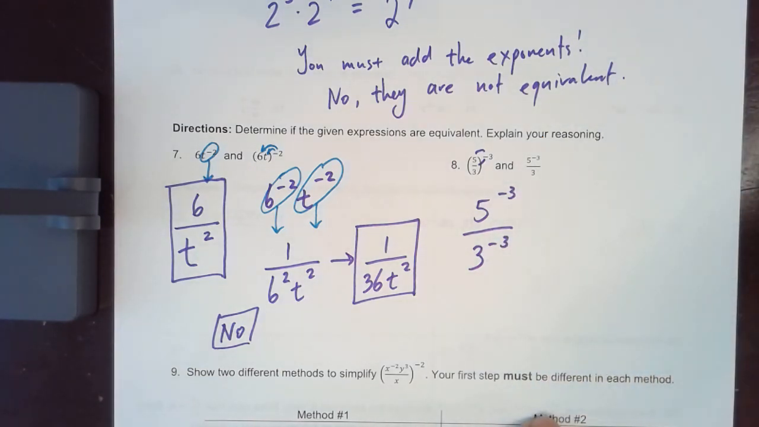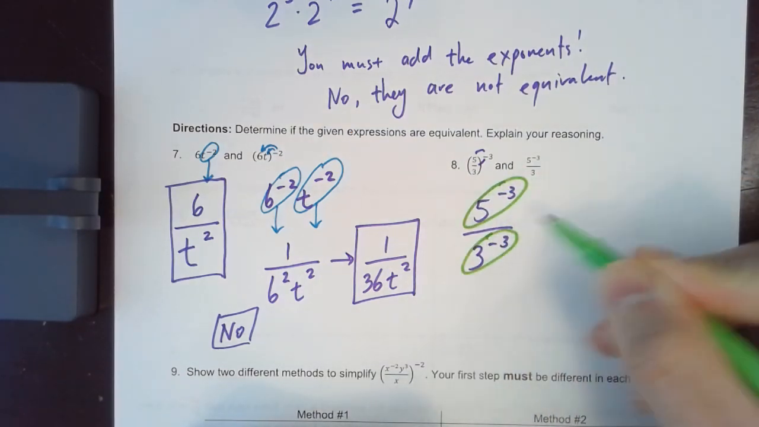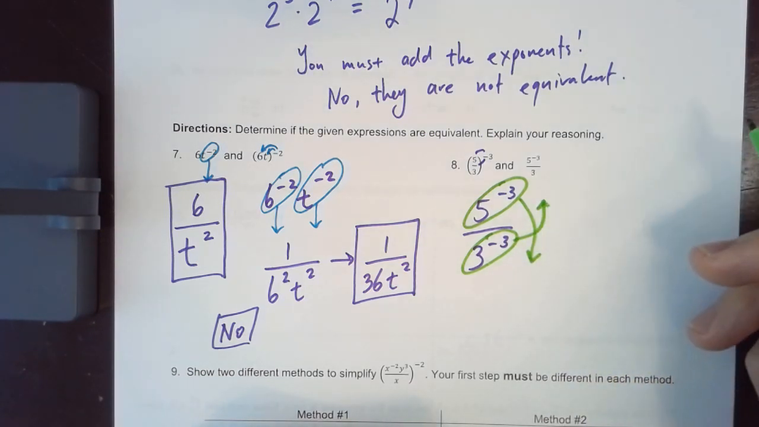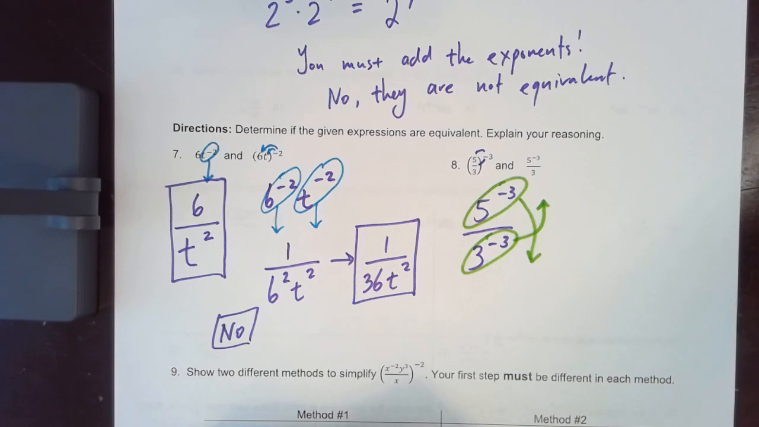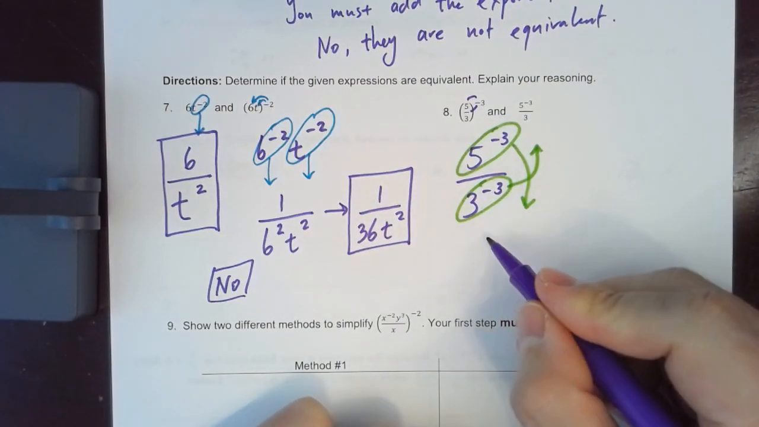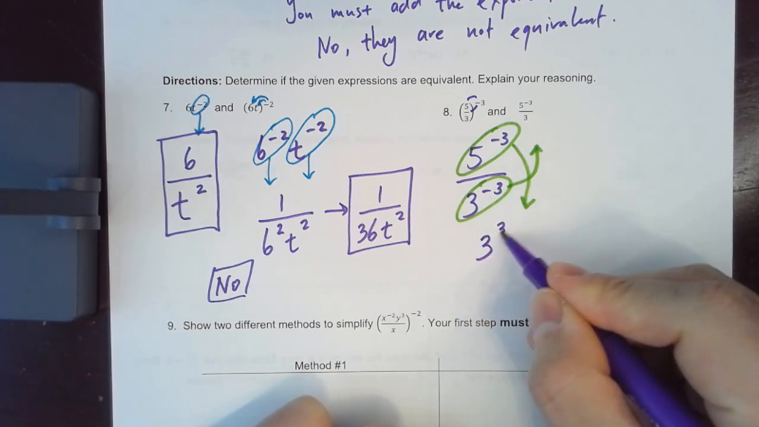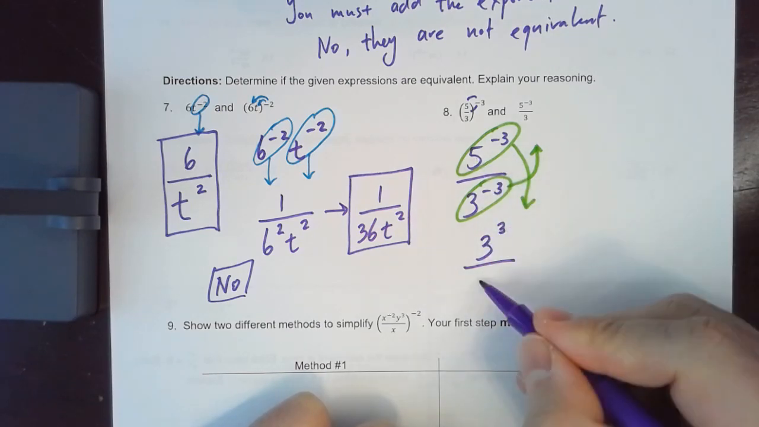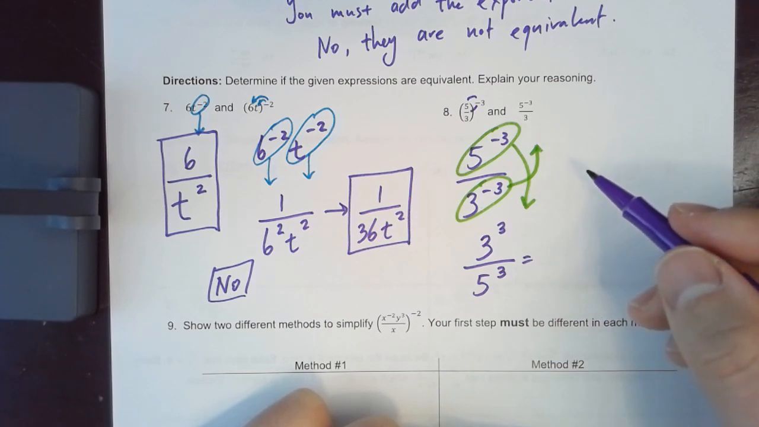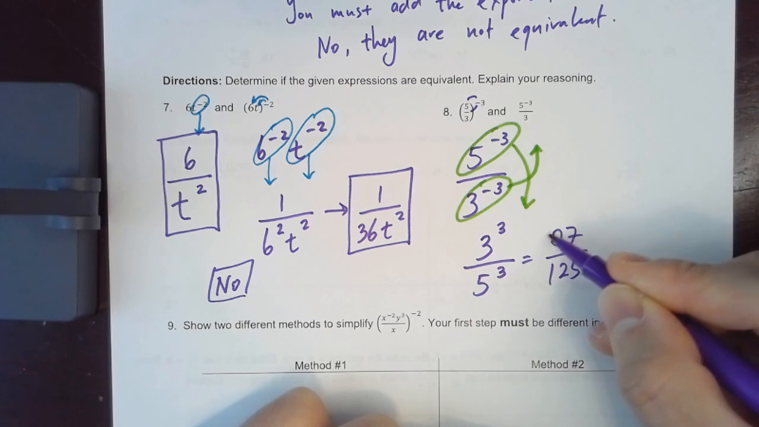So what's happening here is both bases must be switched. And I kind of show this method. Kind of looks like a football play almost. But you can see that I'm trying to switch both bases, and now the 3 goes to the top, and then the exponent becomes positive, and then the 5 goes on the bottom, and then the exponent becomes positive. This ends up being 27 over 125, right?